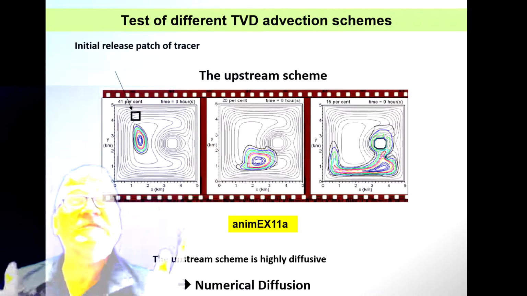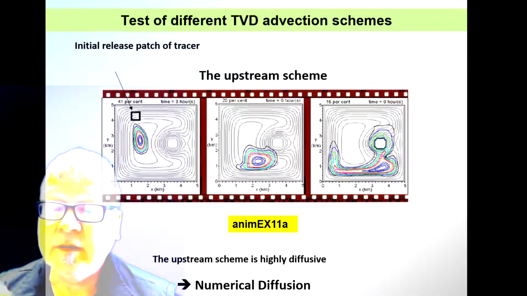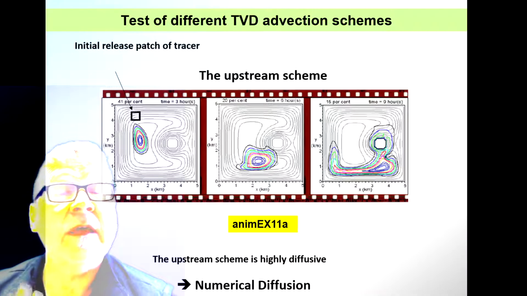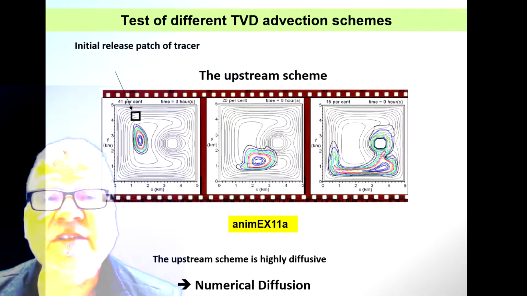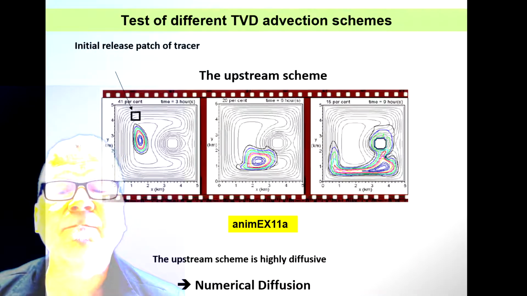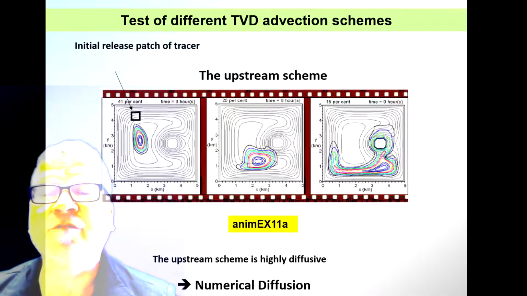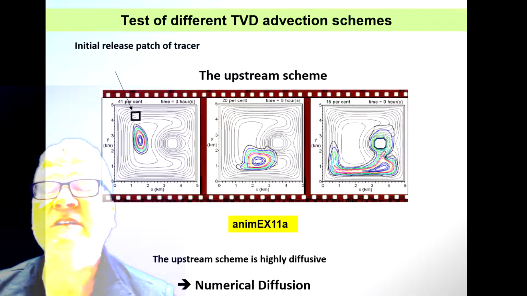Okay, so here's the plan. The plan is we use our lake model, and we have a steady state circulation in this lake, which no longer changes. And then we release a patch of tracer. And this is shown here as one example.